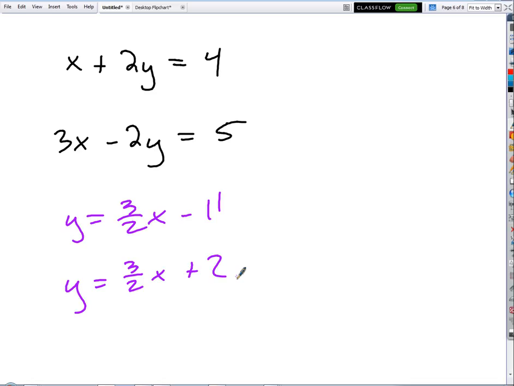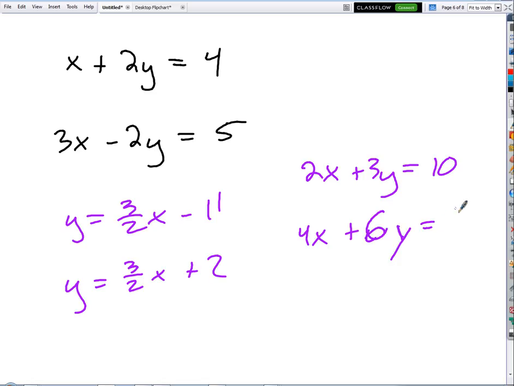If they were written in standard form, so we had something like 2x plus 3y equals 10, and say we had 4x plus 6y equals 8. Okay.